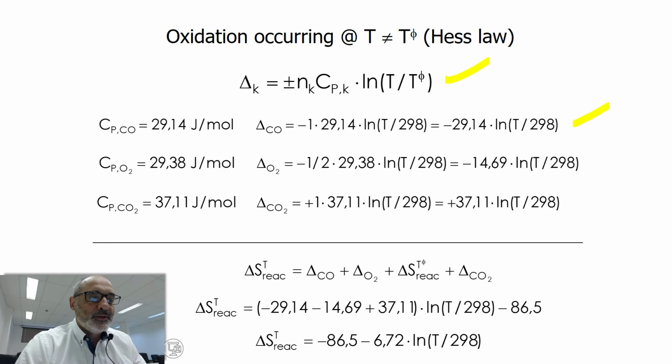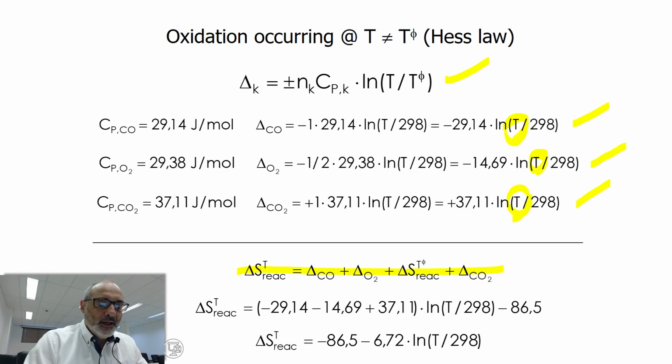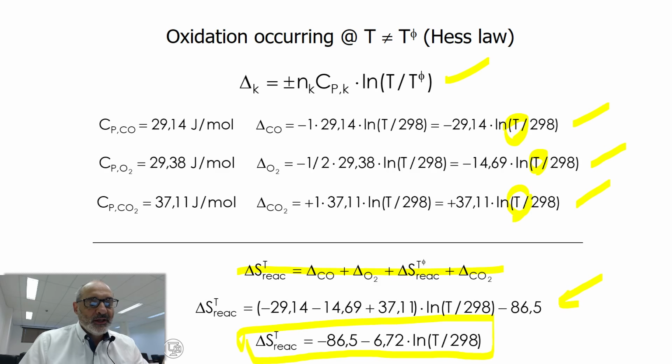I replace all data that I have for CO, for O2, and for CO2, okay? And I get these functions of T, so the variations of entropies in terms of the temperature, okay? And when I apply Hess's law, I get here, okay? And replacing all that we have, we get this final result here, which is the reaction entropy variation in terms of the temperature at which the reaction is occurring, okay?